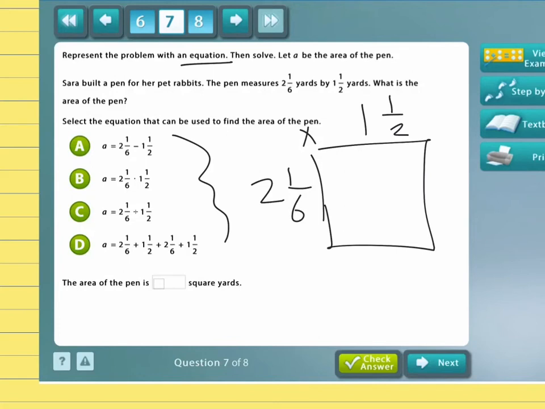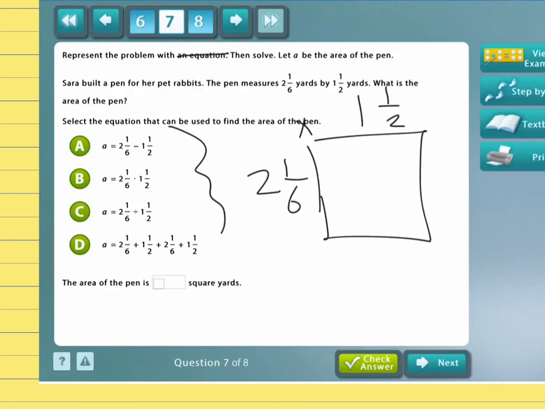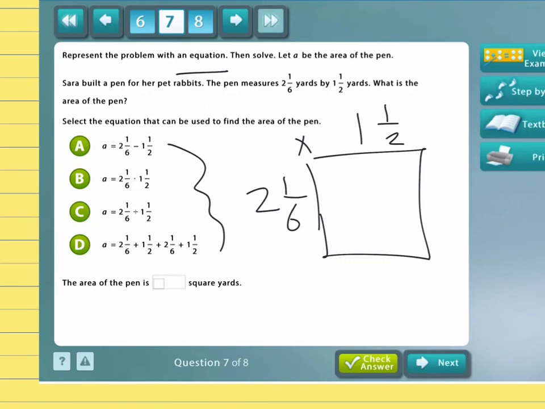Let's do this problem again, but using a partial products model. You'd have 1 1/2 here. Here's your 1, and here's your half. And then you have 2 here, and 1/6. So this is your 2, and this is your 1/6 down here. So 2 times 1 is 2. 2 times 1/2 is 1. 1 times 1/6 is 1/6. 1/6 times 1/2 is 1/12.